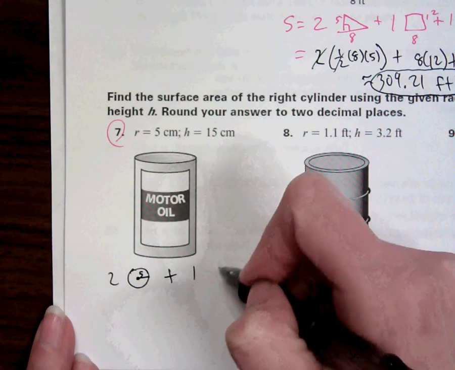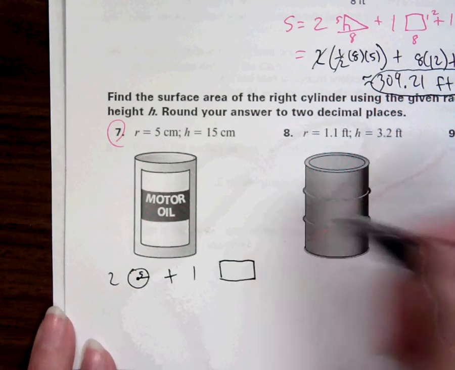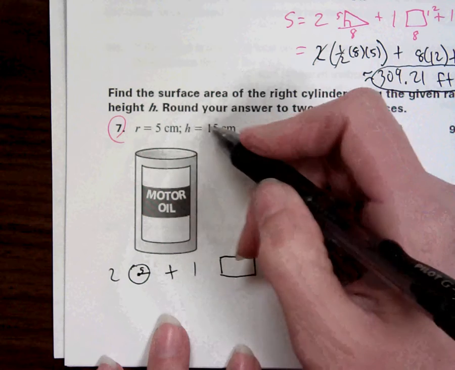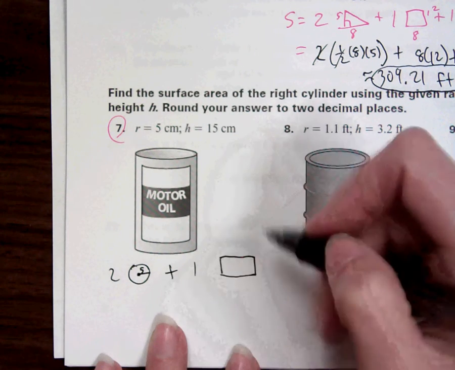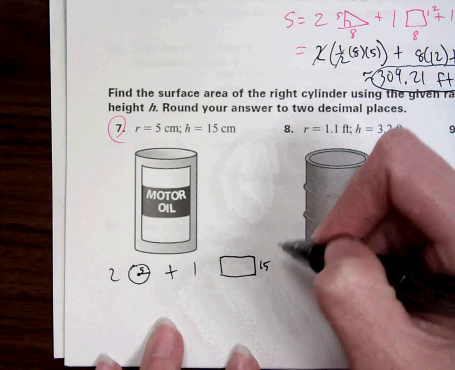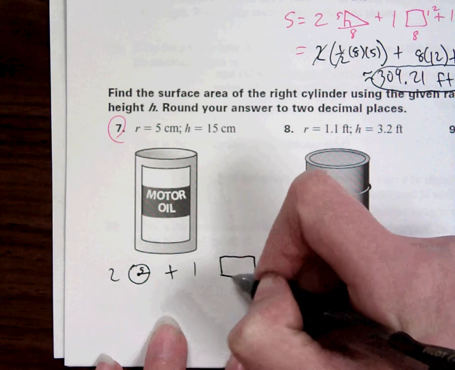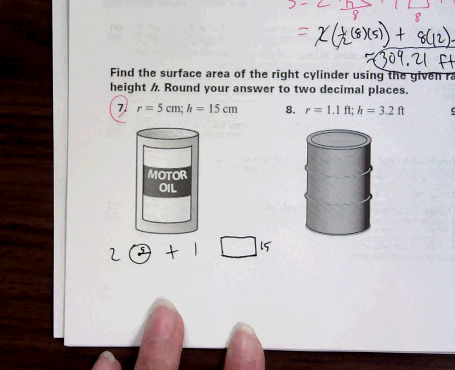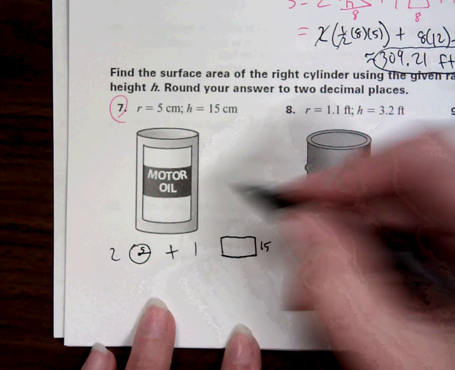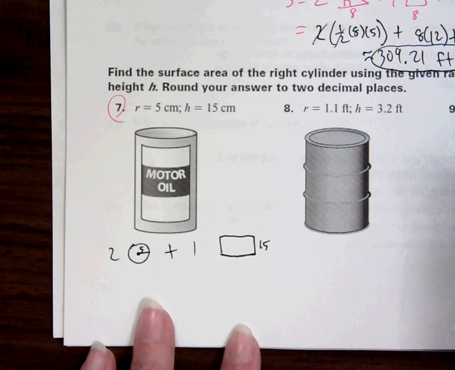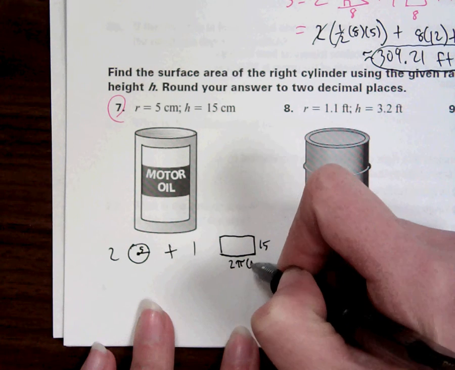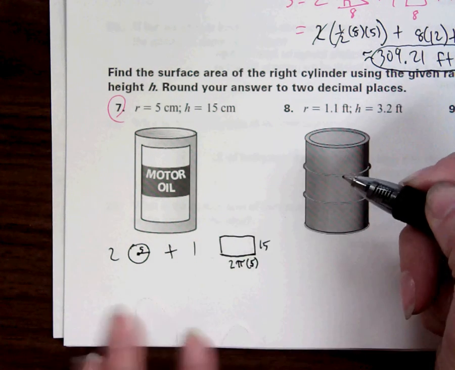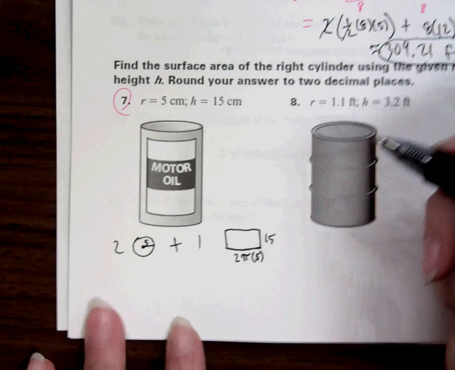Plus, we've got one big rectangle. And we know that the rectangle has a height of 15. I didn't draw my rectangle very well, it's probably more the other way, but 15 on this side. The unraveled part right here, remember we said that that base is always going to be the circumference of the circle, and the circumference of the circle is 2 pi r. So in this case, 2 times pi times 5, or in other words, 10 pi.